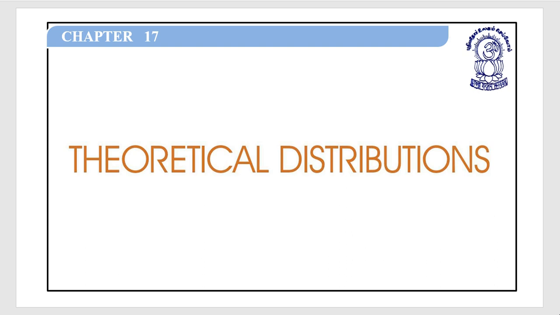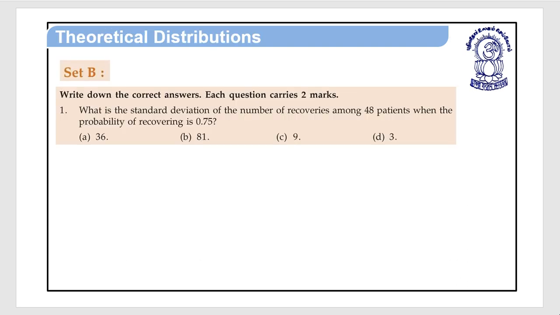This is lecture number 5, chapter number 17, theoretical distributions. In this lecture, we will solve the questions of exercise set B. Write down the correct answers. Each question carries 2 marks.